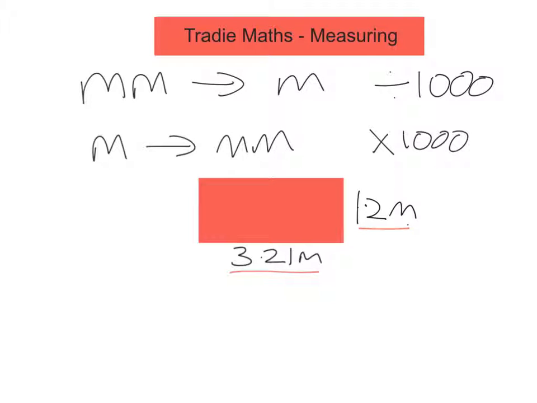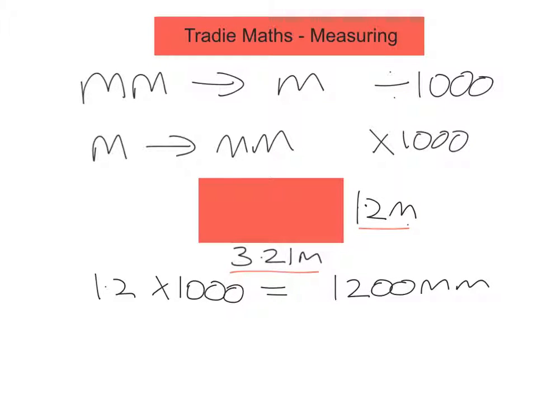Okay, so hopefully you've had a go. Let's see how you went. Now I've got 1.2 meters and I need to make it into millimeters, so I multiply on my calculator by 1,000. If I multiply 1.2 by 1,000, I'll get 1,200 millimeters. Let's look at 3.21. Multiply that by 1,000, I'll get 3,210 millimeters.